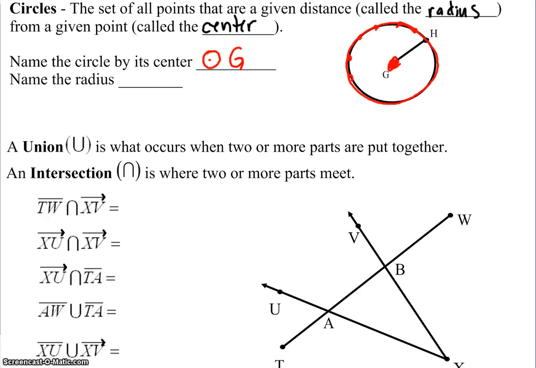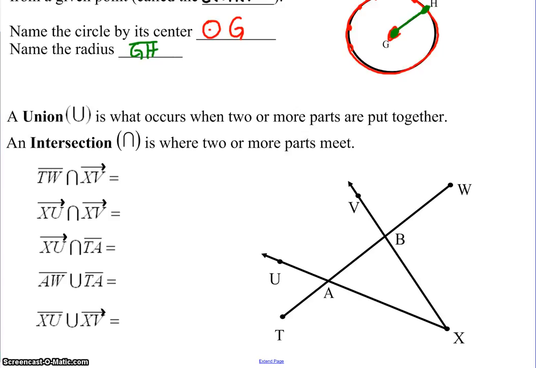Name the radius. So the radius is whenever you connect the center of the circle with one of the points that's located on the circle, then that's called a radius. So in this case, the radius would be segment GH, or you could call that HG. It doesn't matter.